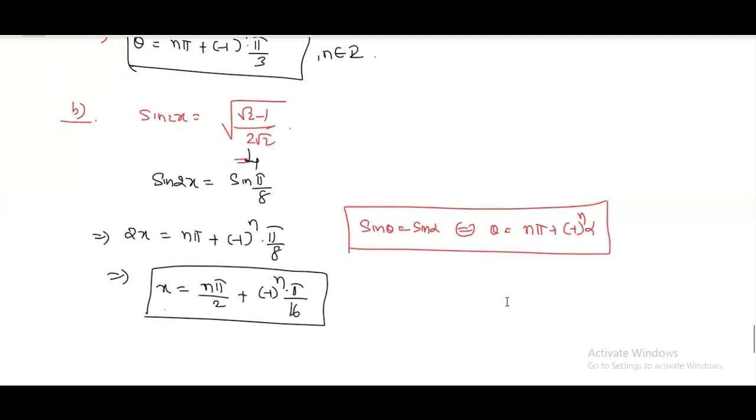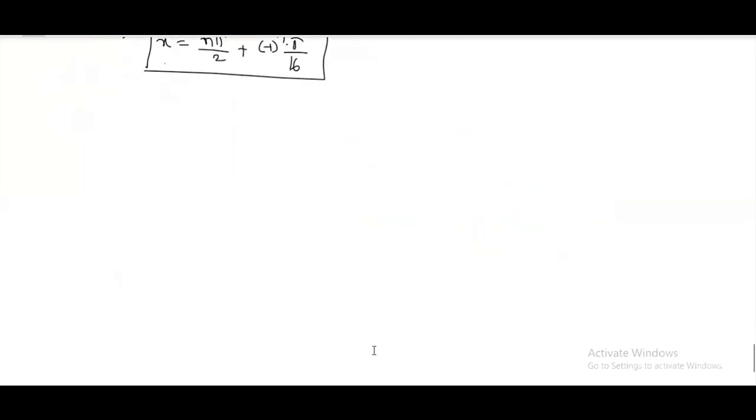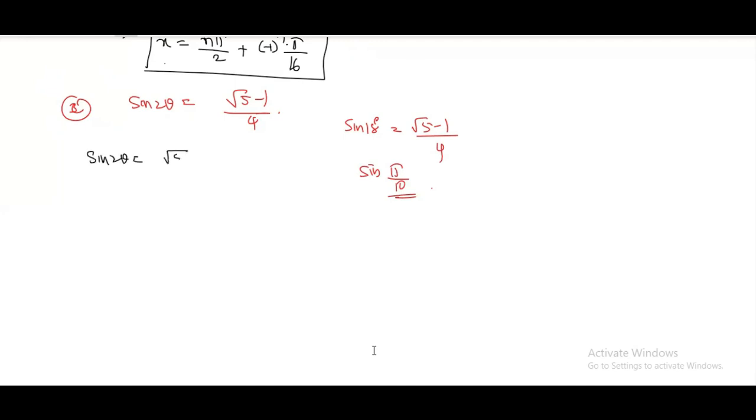So I have one more question here in a similar way. That question is sine 2 theta is equal to root 5 minus 1 by 4. So we know that very clearly because in trigonometry we discussed the sine 18 value is nothing but root 5 minus 1 by 4. So we can write sine 18 as pi by 10. So here sine 2 theta is equal to root 5 minus 1 by 4, which is equal to sine pi by 10.